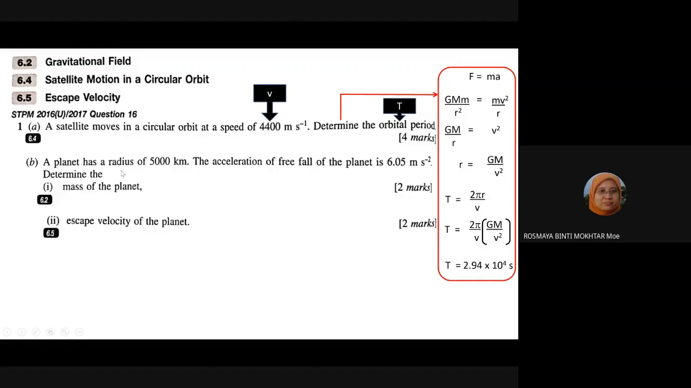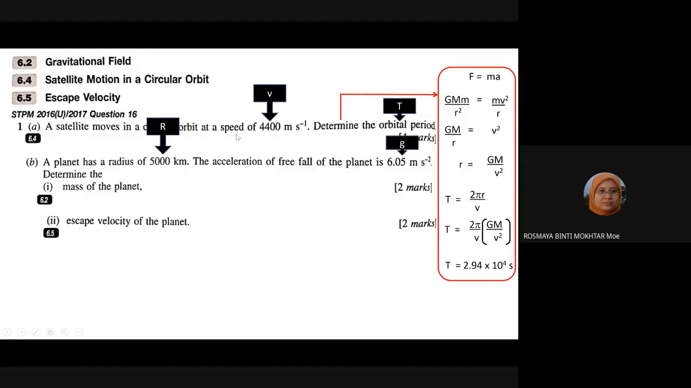Then question B. A planet has a radius of 5,000 kilometer. So this is the radius. We use capital letter R because this is the radius of the planet, not the radius of the circular motion of an object like a satellite. The acceleration of free fall of the planet is 6.05 meter per second squared. So this is g. Determine the mass of the planet.